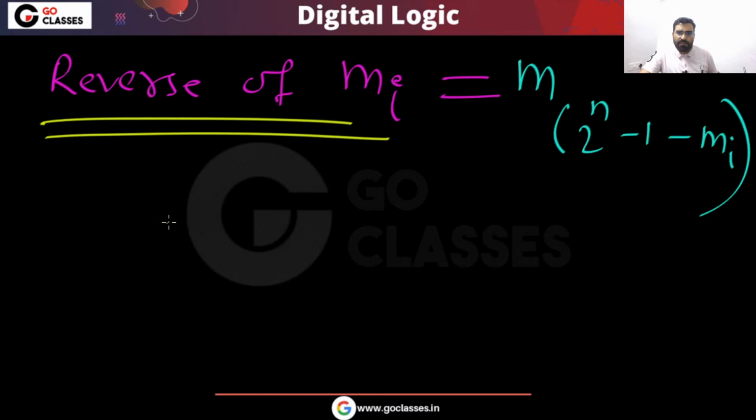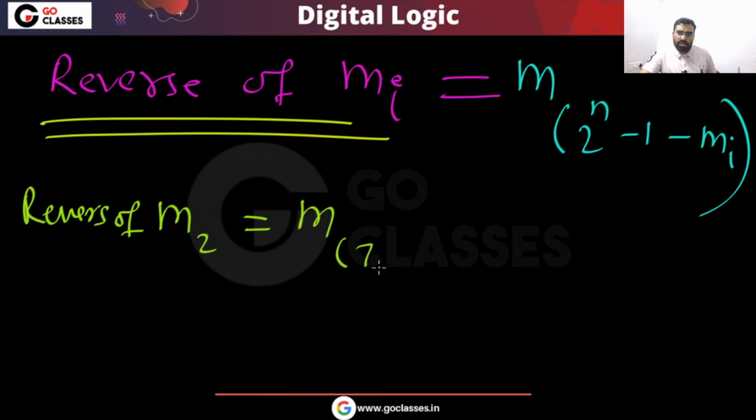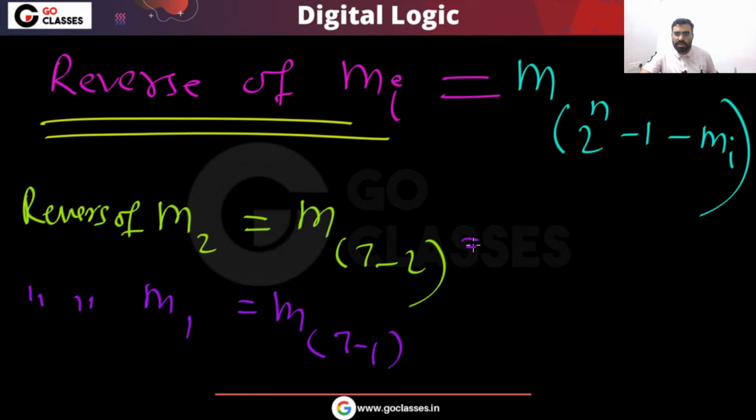For example, if I ask you what is the reverse of m2, that will be 7 minus 2, which is 5. If I ask you the reverse of m1, that will be 7 minus 1. So here you can notice this will be m5, this will be m6.